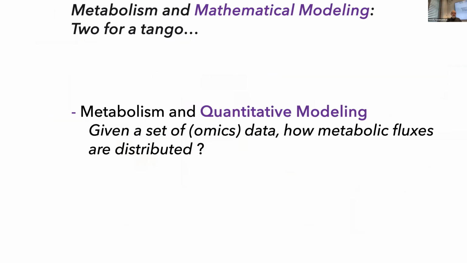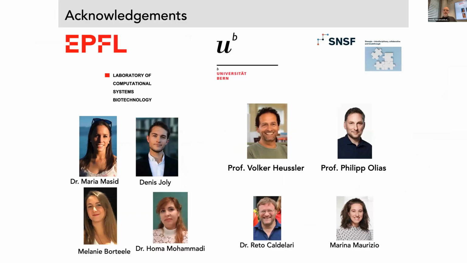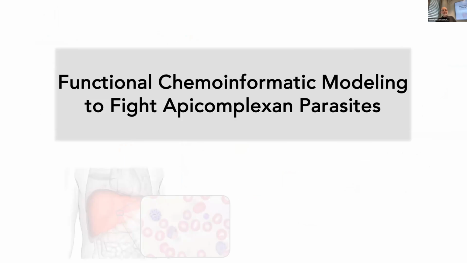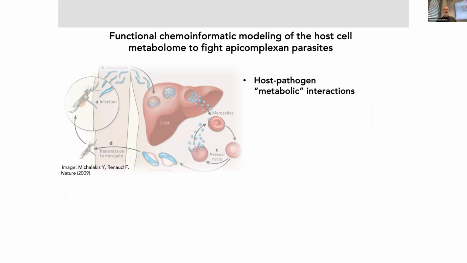Second is metabolism and quantitative modeling: given a set of omics data, how are metabolic fluxes distributed? For this, and based on the comments I saw in the workshop of interest in parasitology, I decided to present some of our work in a consortium with people from the University of Bern, mainly Professor Volker Heussler and Professor Philipp Olias, now in Germany. They study, using these chemoinformatics approaches, how one can target the apicomplexan parasites. You're probably familiar with it. So what happens, you have Plasmodium falciparum, which attacks the organism.